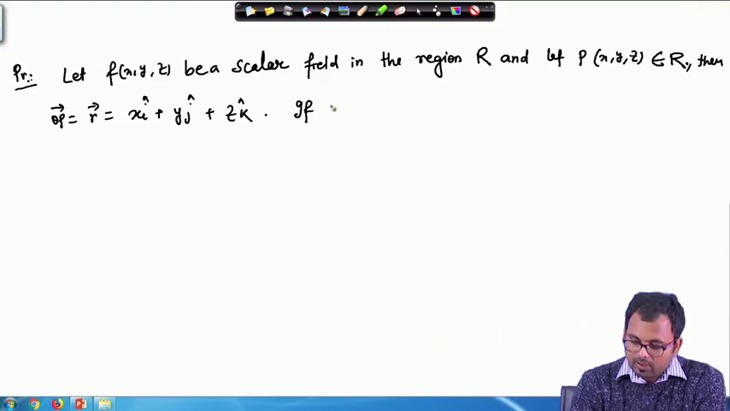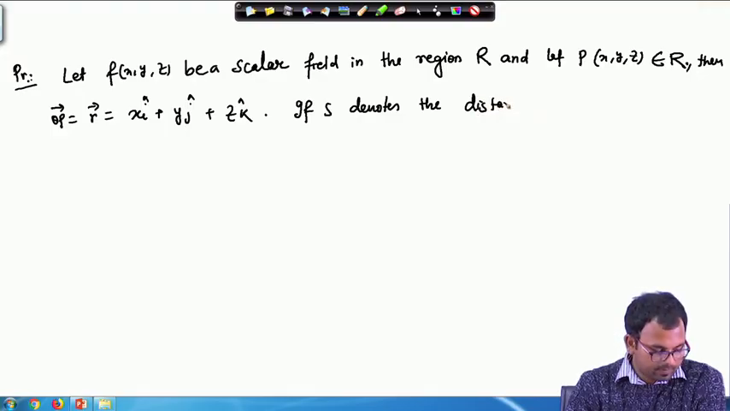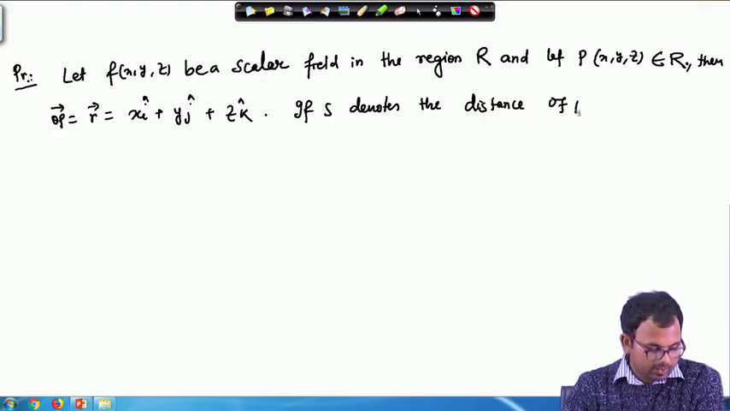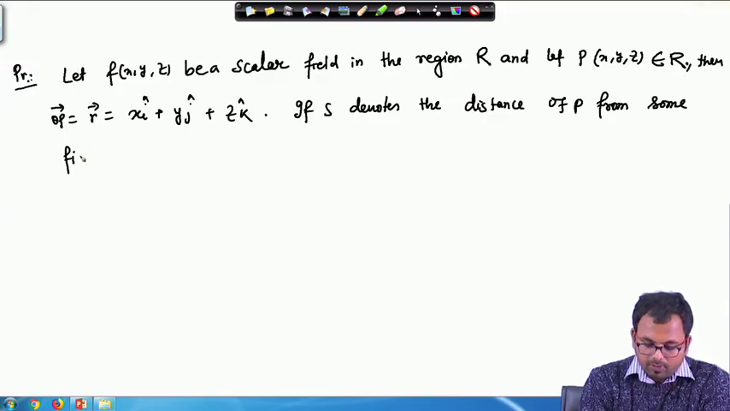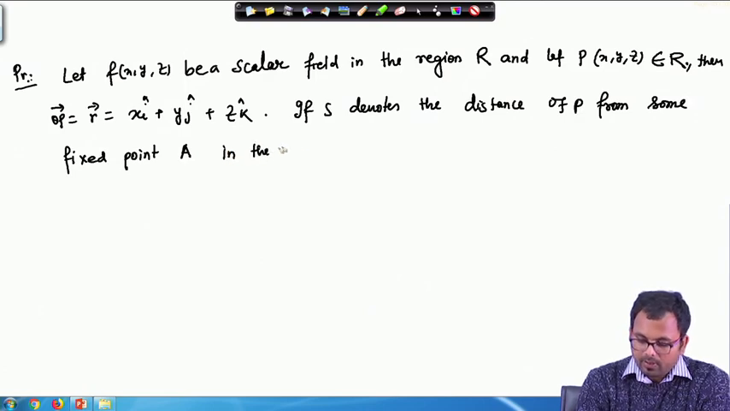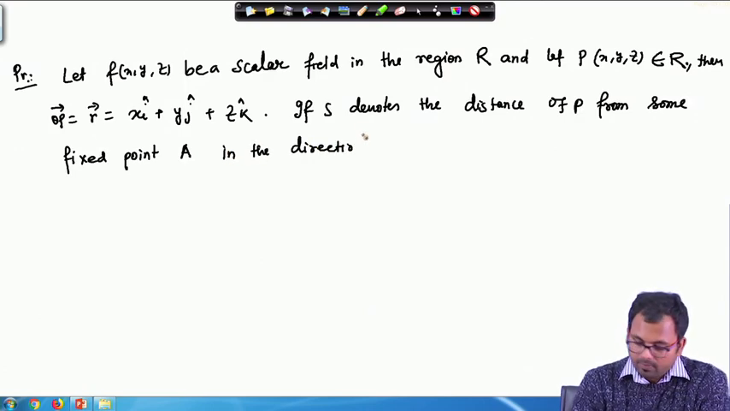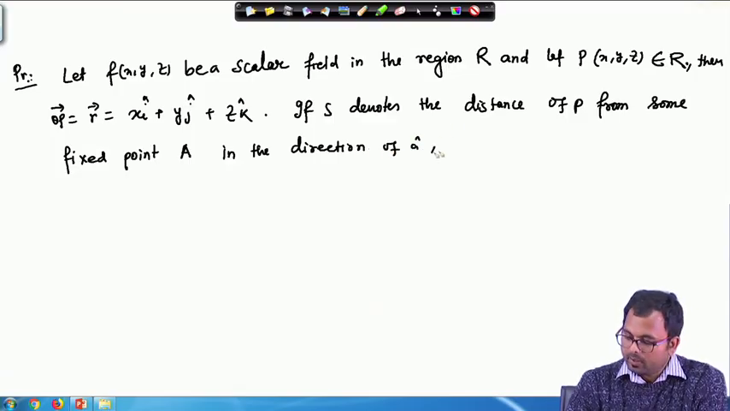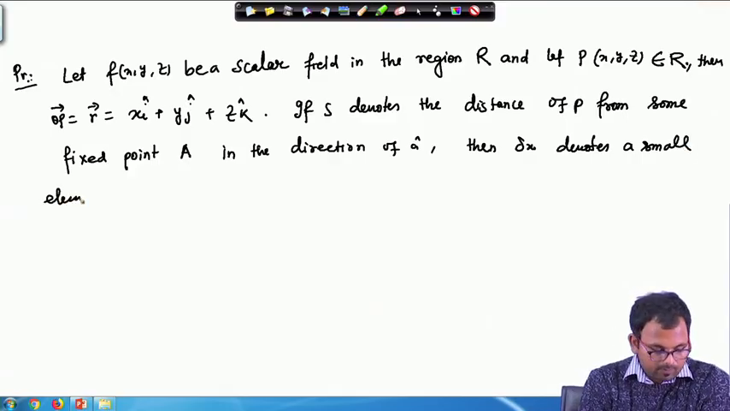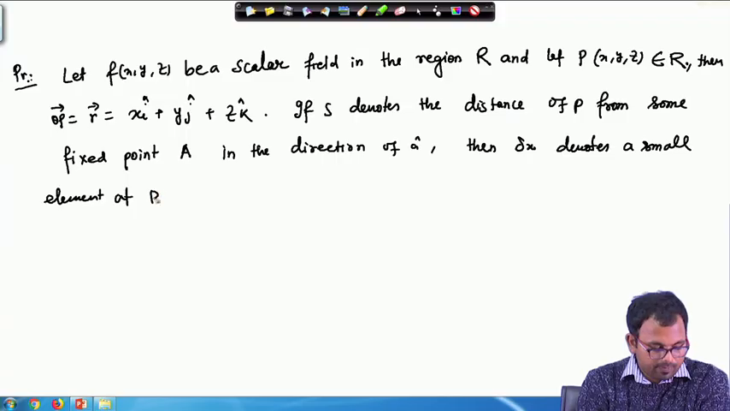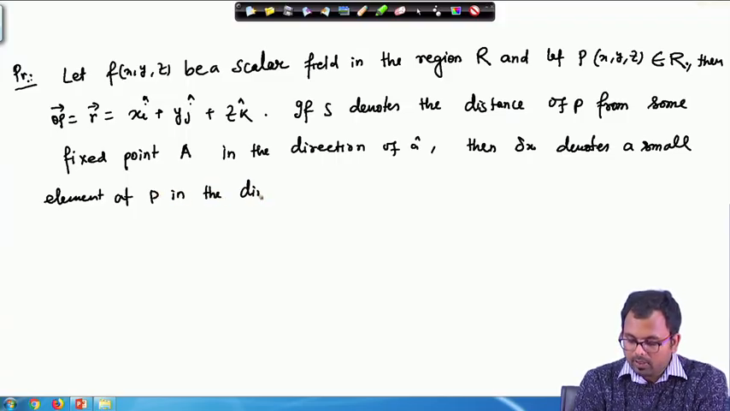All right. Now, if s denotes the distance of P from some fixed point A in the direction of a cap, then delta s denotes a small element at P in the direction of a cap.